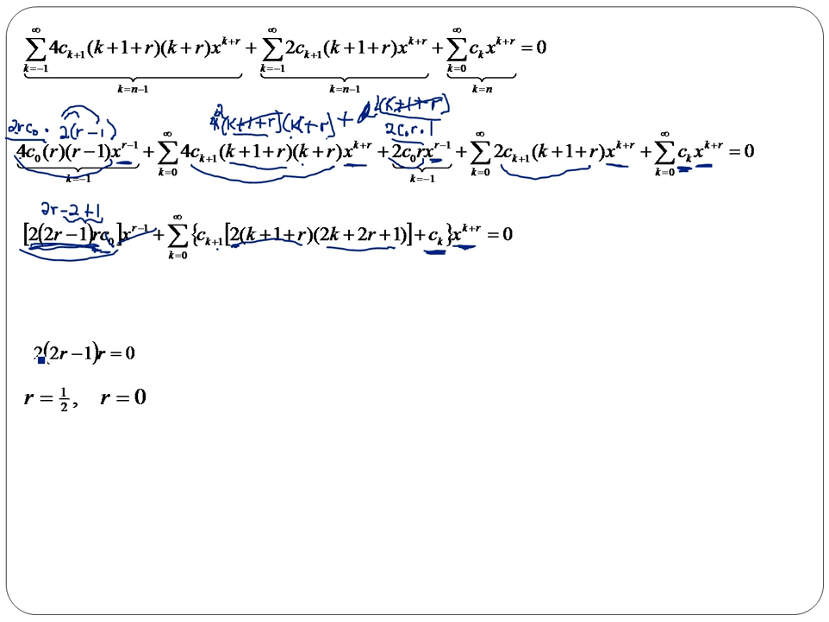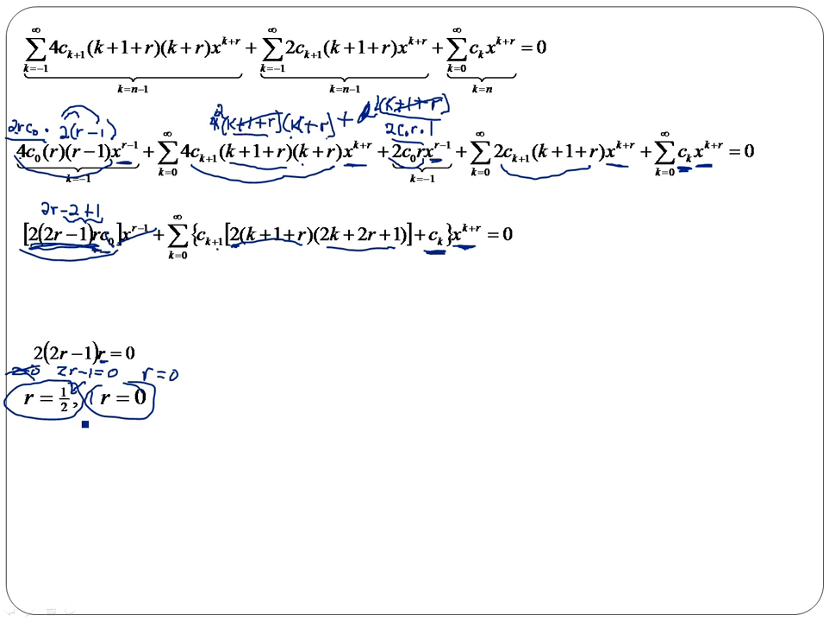and we get 2 equals 0, which is not true. We get 2r minus 1 equals 0, which is going to give us r equals 1/2, and we get r is equal to 0. Gives us this one.